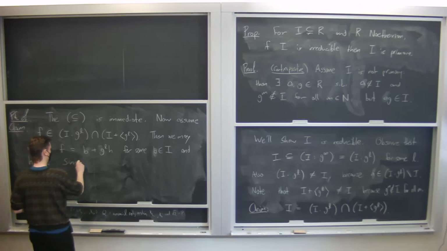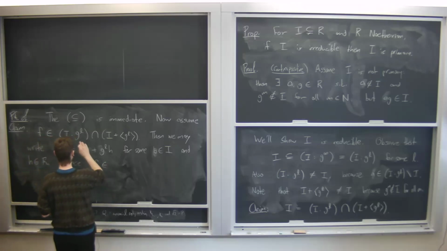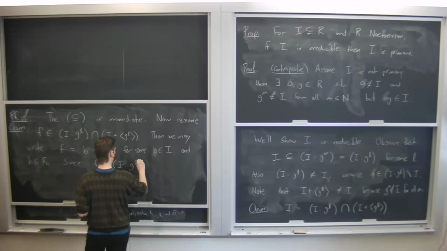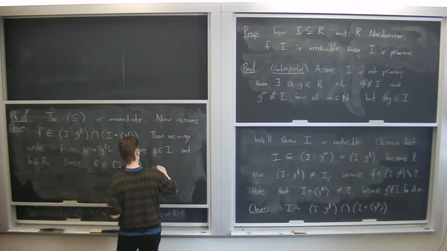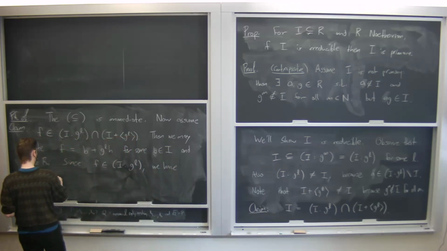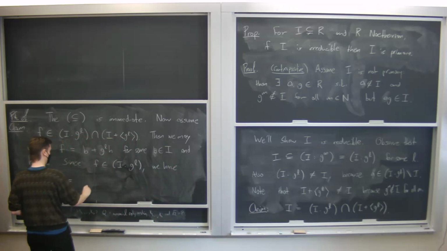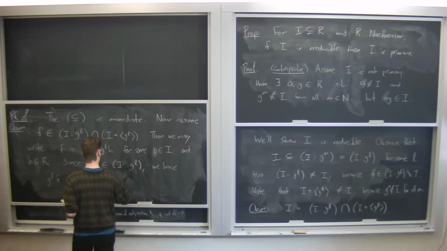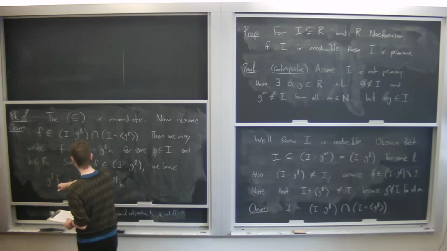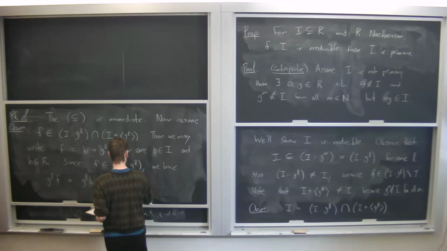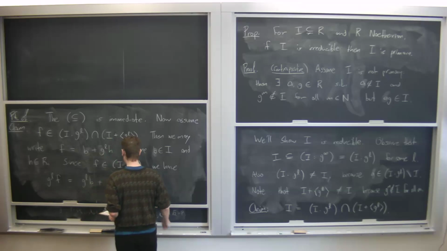Since F belongs to the colon ideal, I colon G to the L, we have, if we hit F with G to the L, that is, G to the L times F is G to the L times B plus G to the 2L times H, and I wind up in I.